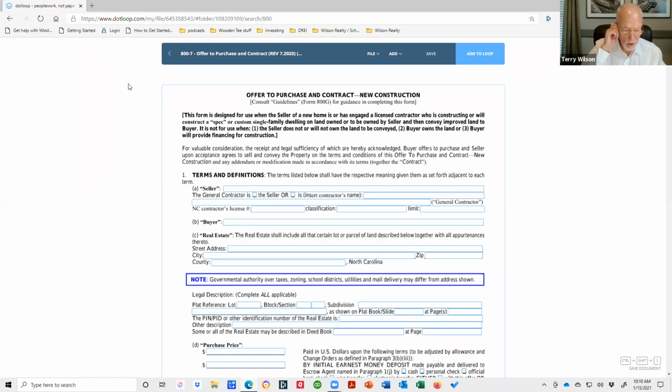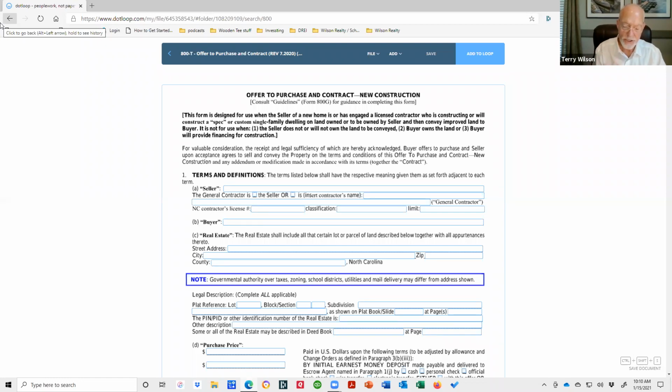So it goes on to talk about, for valuable consideration, the receipt and legal sufficiency of which is hereby acknowledged, buyer offers to purchase, the seller upon acceptance agrees to sell and convey the property on the terms and conditions of this offer to purchase contract, new construction, and any addendum or modification made in accordance with the terms, together known as the contract. So when you add an addendum or you modify this, it all becomes part of the contract.